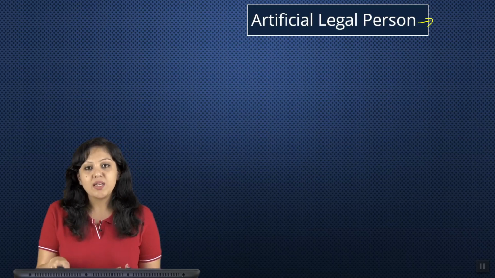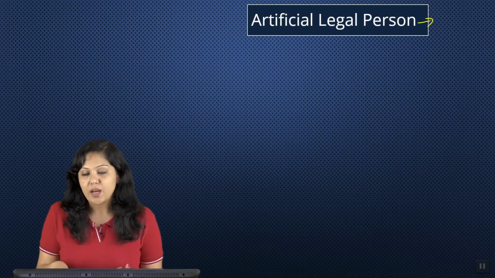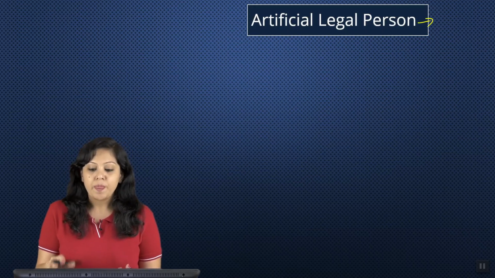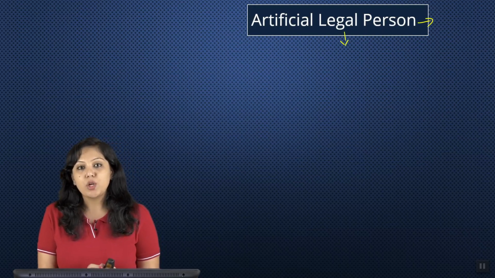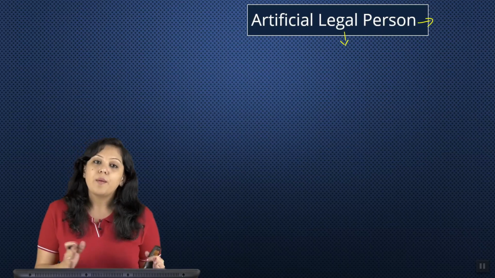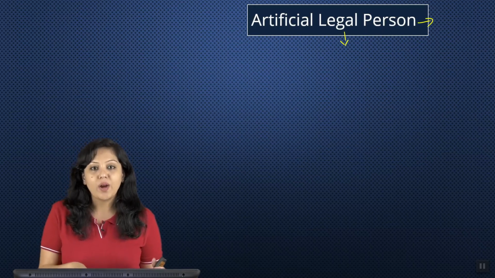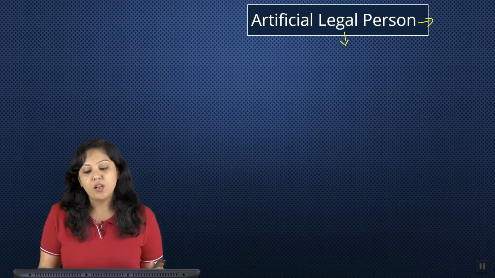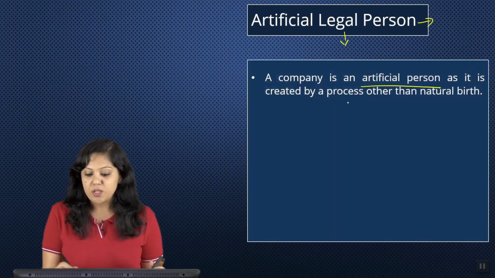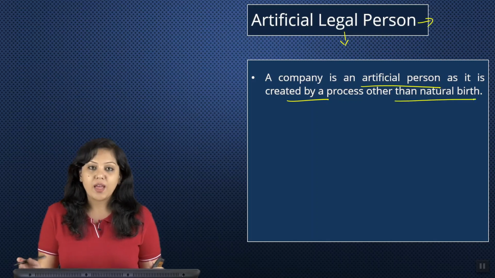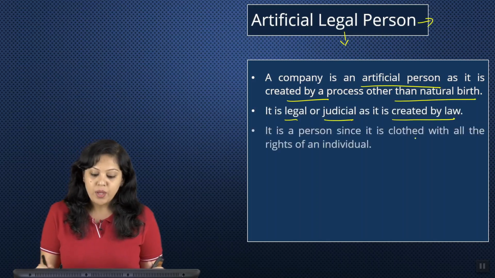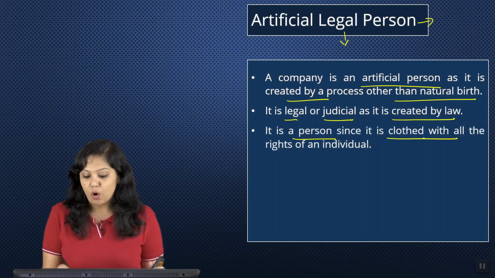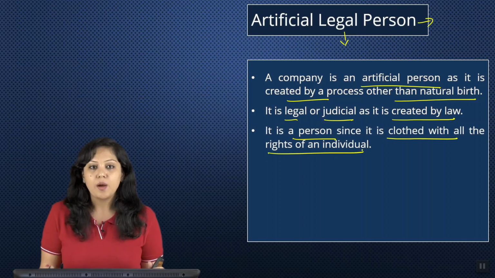So a company is a person, it has privileges like a natural person with a few exceptions, which is recognized only in the eyes of law. It is only recognized from a law perspective because it comes into existence not by a natural process but by an artificial process. That is why a company is called an artificial legal person. So a company is an artificial person as it is created by a process other than natural birth. It is legal or judicial as it is created by law. It's a person since it is clothed with all the rights of an individual, which I have just mentioned.